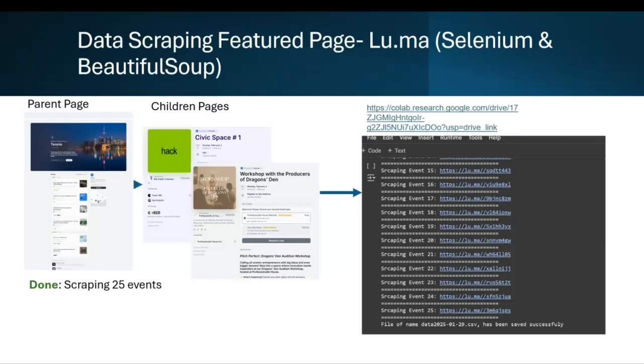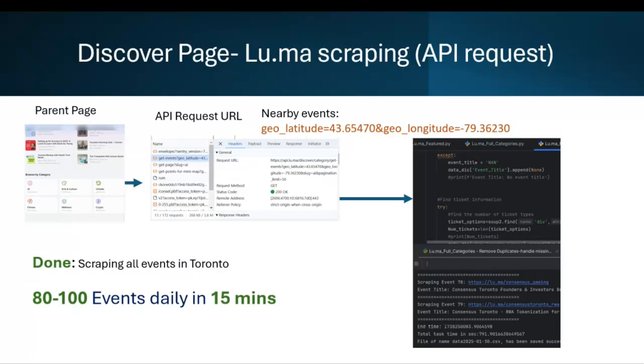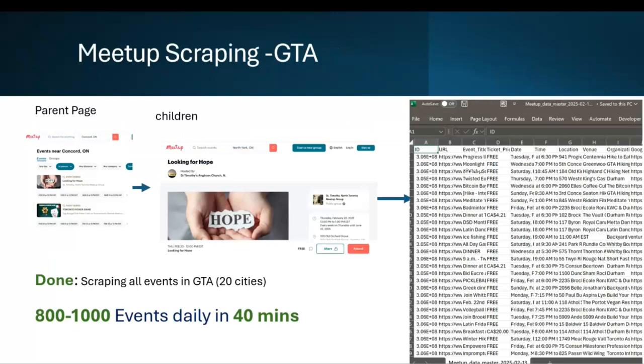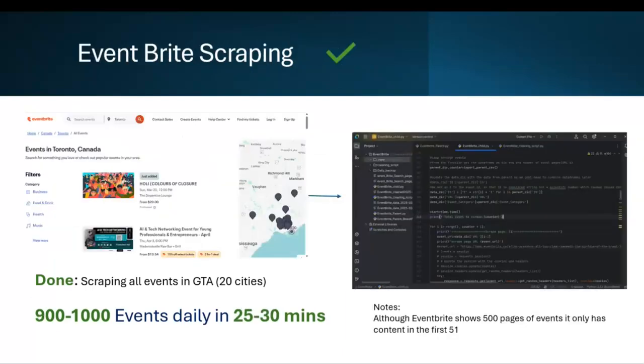We used a certain logic where we scrape the parent page for the children URL pages, and then we go to every children page or event page, and we get all the details. From Luma, we get around 80 to 100 events in 50 minutes. For MetApp, we get 800 to 1,000 in 40 minutes. And for Eventbrite, we get 900 to 1,000 in 25 to 30 minutes.